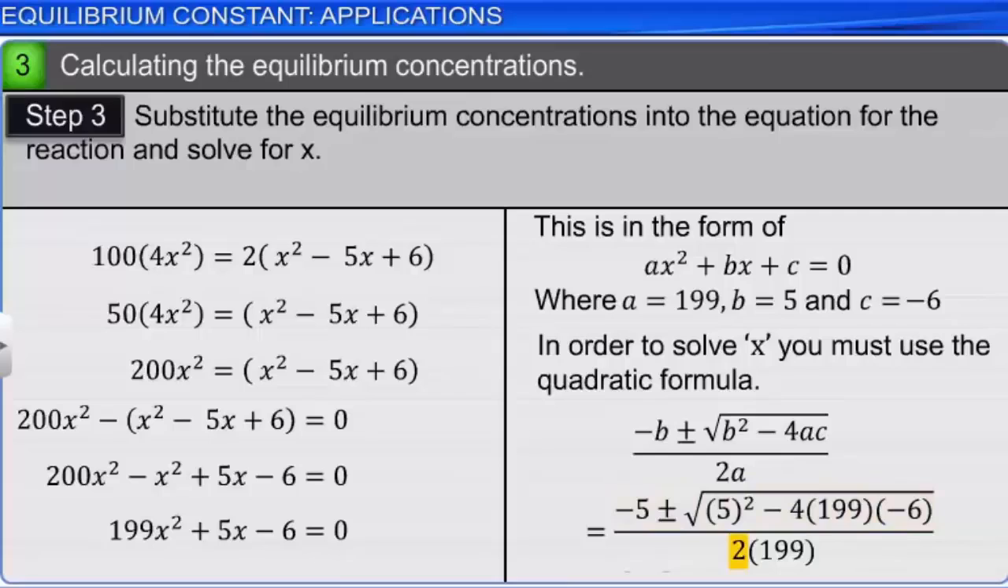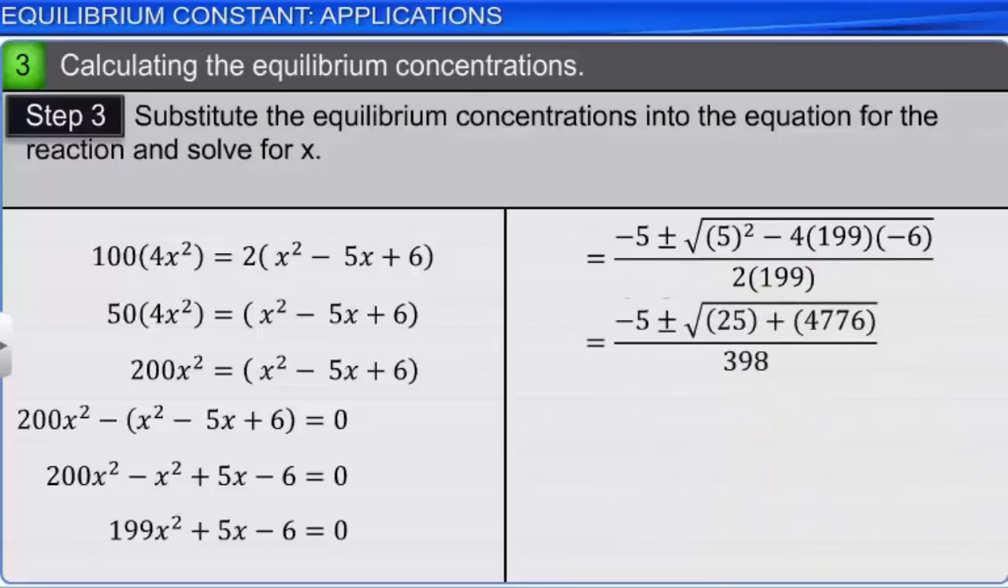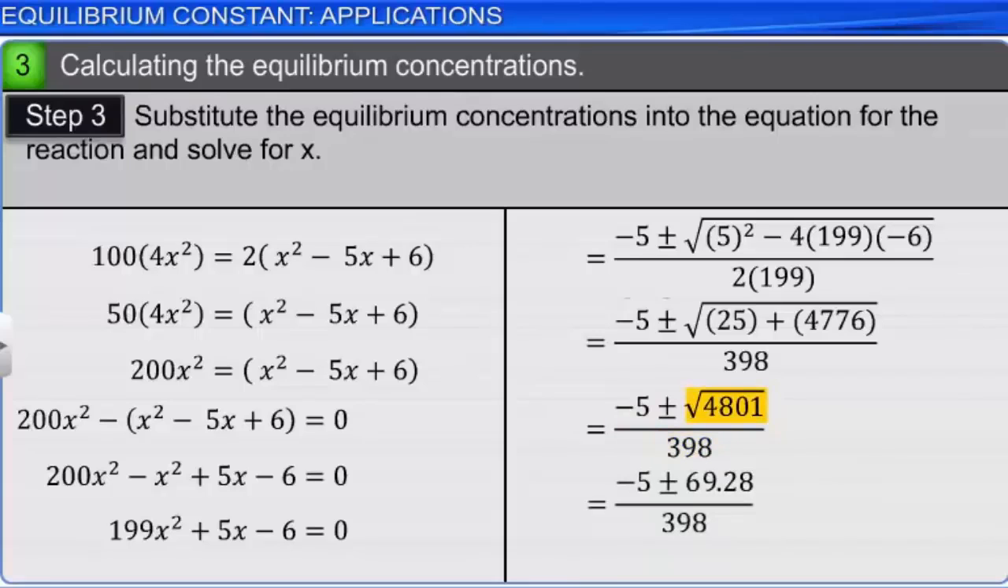This can be written as −5 ± √(25 + 4,776) divided by 398. This can be further written as −5 ± √4,801 divided by 398. The square root of 4,801 is 69.28. Hence, the equation can be written as −5 ± 69.28 divided by 398. This can be written in two forms.